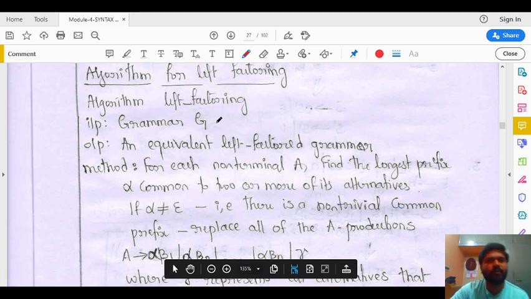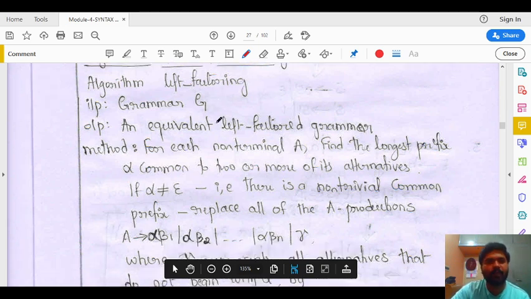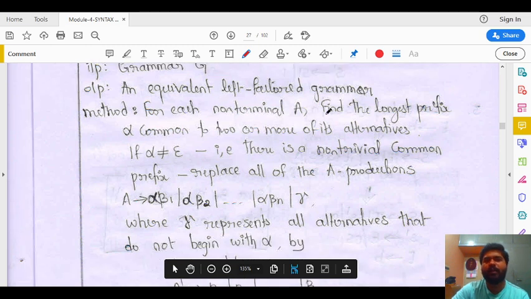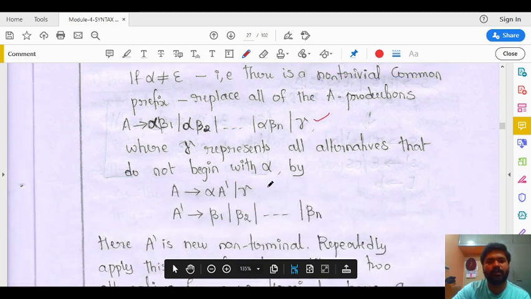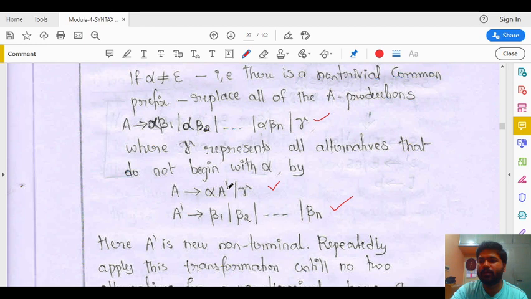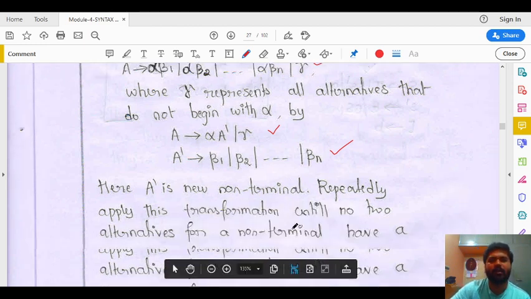Algorithm: left factoring a grammar G. The output is an equivalent left factored grammar. Method: for each non-terminal A, find the longest prefix alpha common to two or more of its alternatives. If alpha is not equal to epsilon, that is, there is a non-trivial common prefix, replace all of the A productions with respect to this and this. If you look at one example here, we'll try to understand it. So here A dash is a new non-terminal.